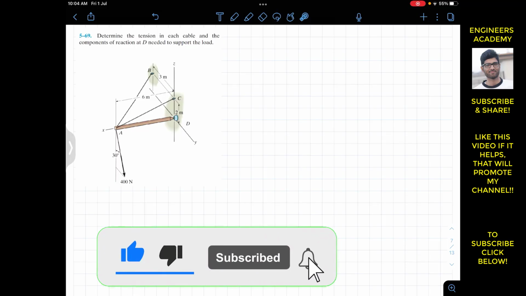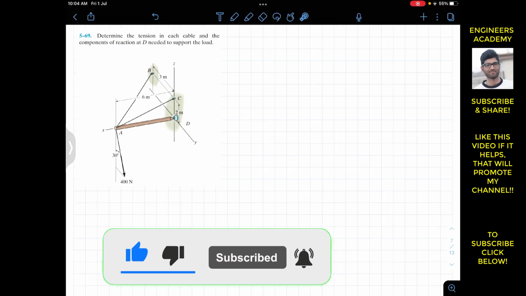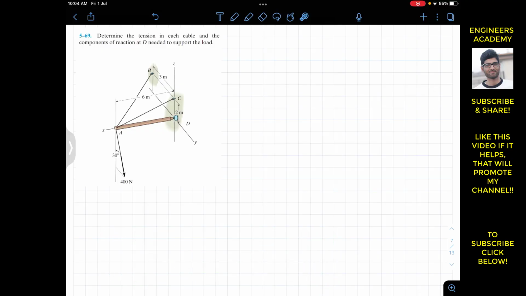Now we are going to solve this problem from chapter 5, Hibbeler statics. The problem says to determine the tension in each cable and the components of reaction at D needed to support the load. So we have two cords or two cables. One cable is from A to C and one cable is from A to B, and this rod is supported, and here at D we have this ball and socket joint.